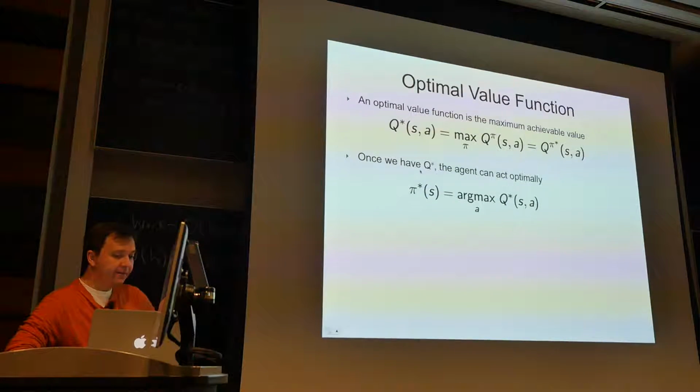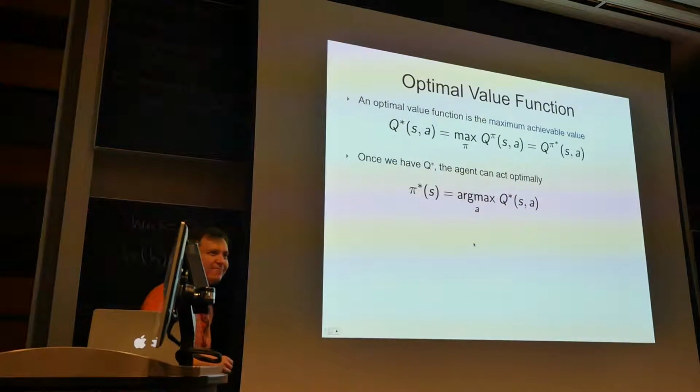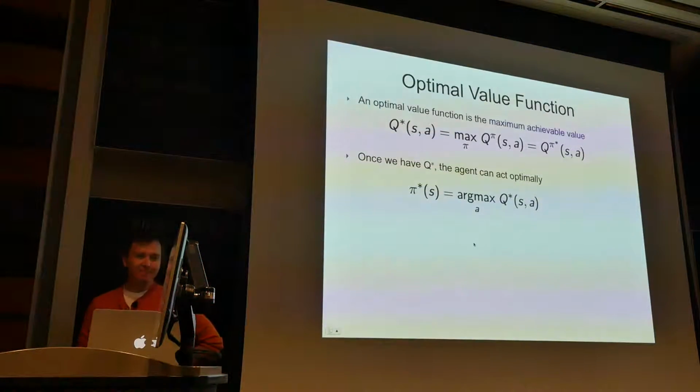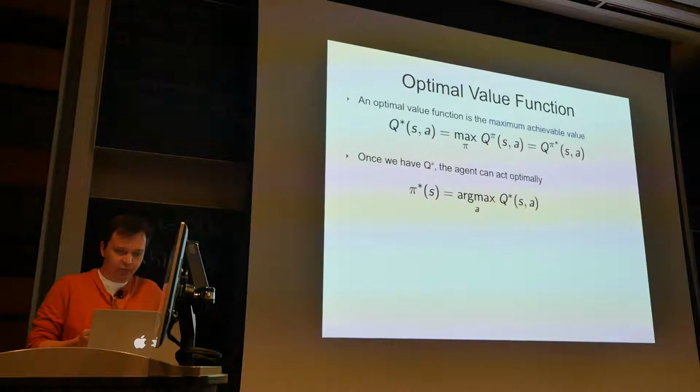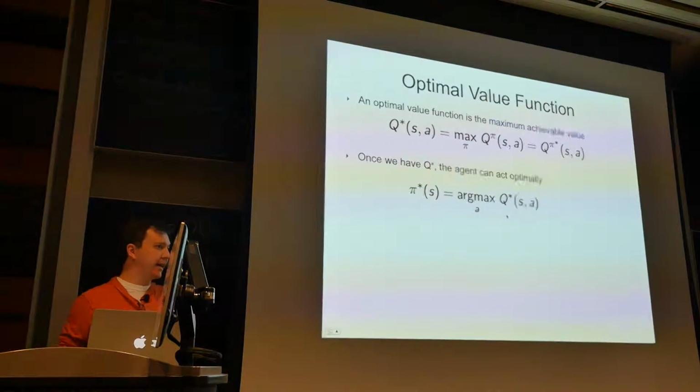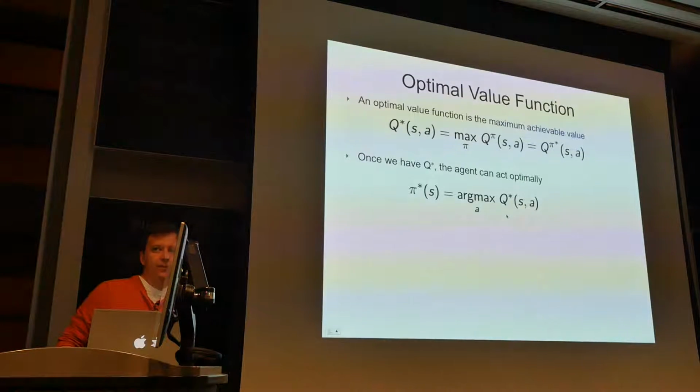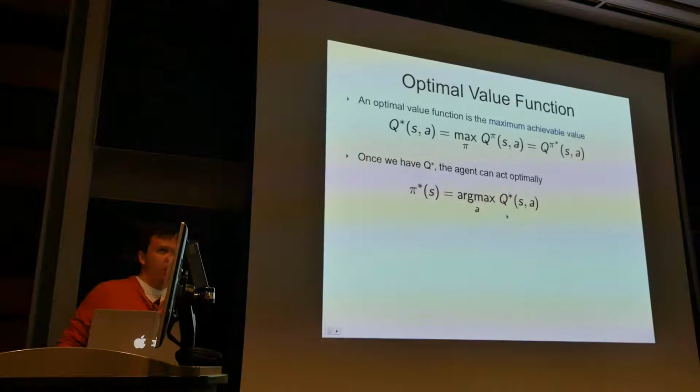So once we have the optimal action value function, the agent can then act optimally. Once you have that, this definition should be trivial. If you have the optimal state action function, then your best action is to take the action which maximizes this Q function, given that you are in a particular state S. That's the optimal one.